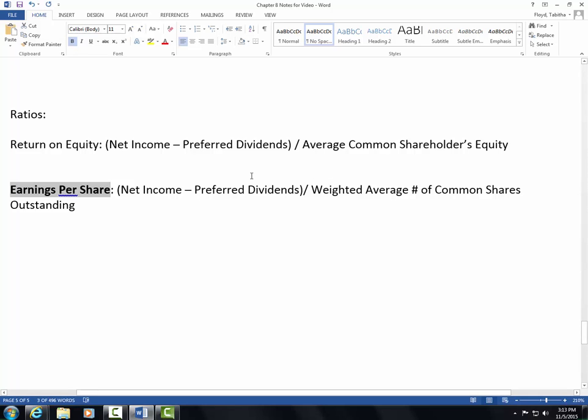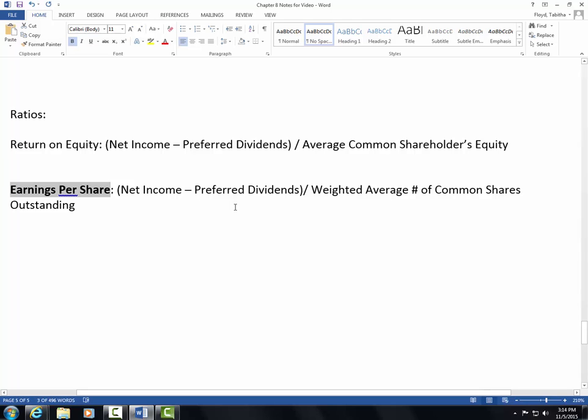This ratio also measures the profitability of the firm, but it's looking at the earnings that the common shareholders are making on each share. So what is the company earning? The earnings per share of common stock outstanding.